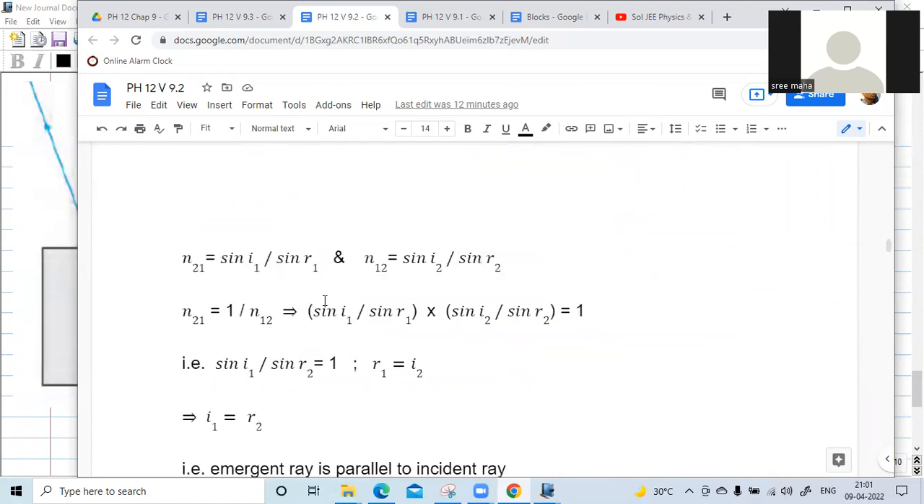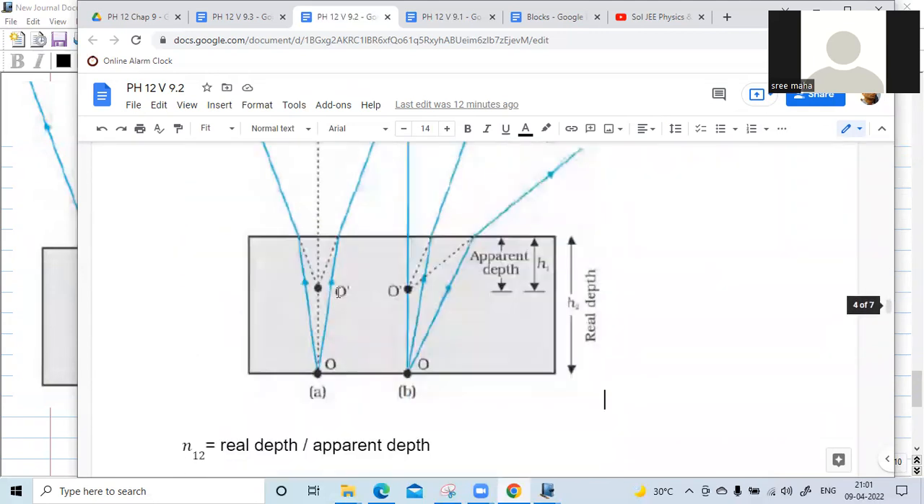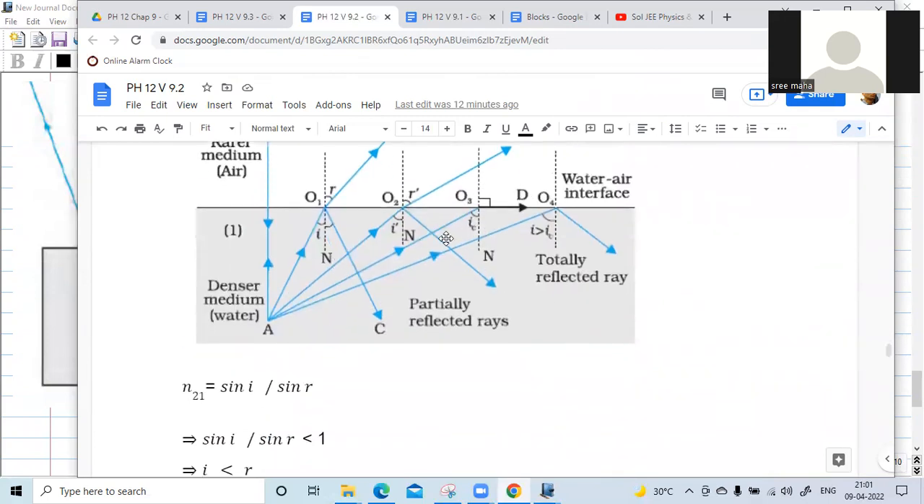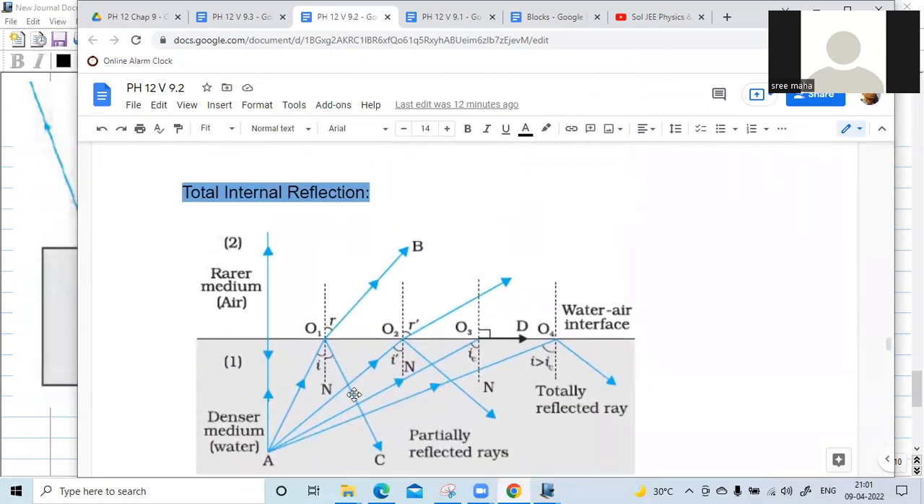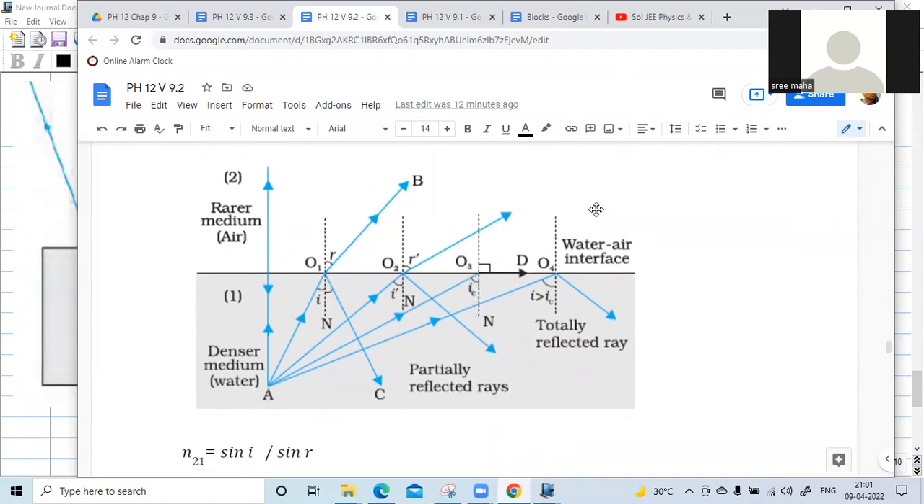When you're moving from denser to rarer also, reflection will always be there, some small amount. But when you go beyond this point of critical angle, then refraction is not possible. So it will be total. At this point, it is a perfect mirror.